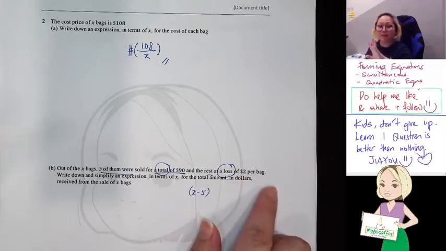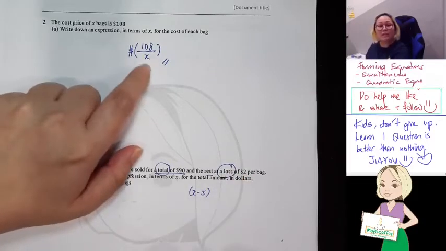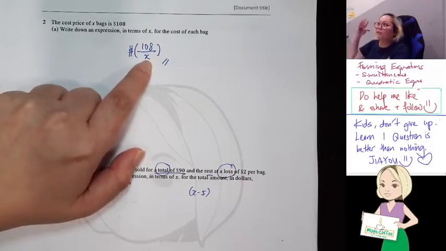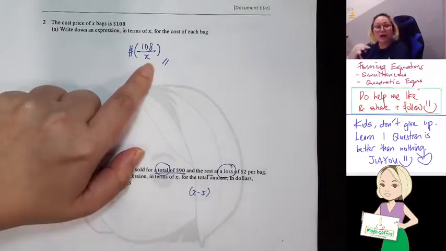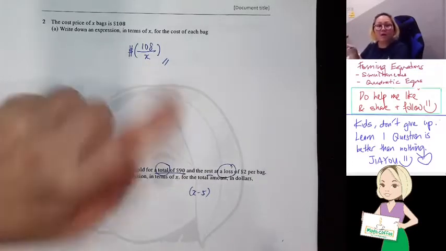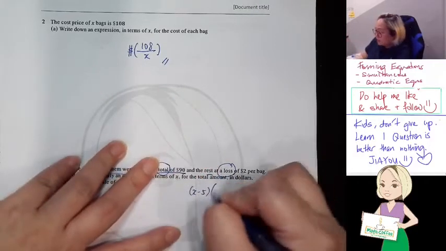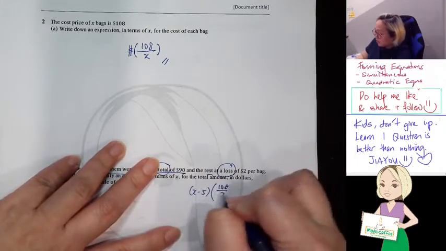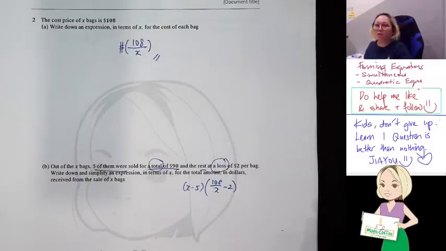So what is a loss of $2? Your cost price is 108 over x, agree? If I buy it at 108 over x dollars and sell it at 108 over x dollars, it means no loss, no gain. I just break even. But now it is saying that it is making a loss of $2. So I need to sell it at 108 over x minus 2. If you're selling at a loss, means you are selling below the cost price. Understand? This concept is very important.